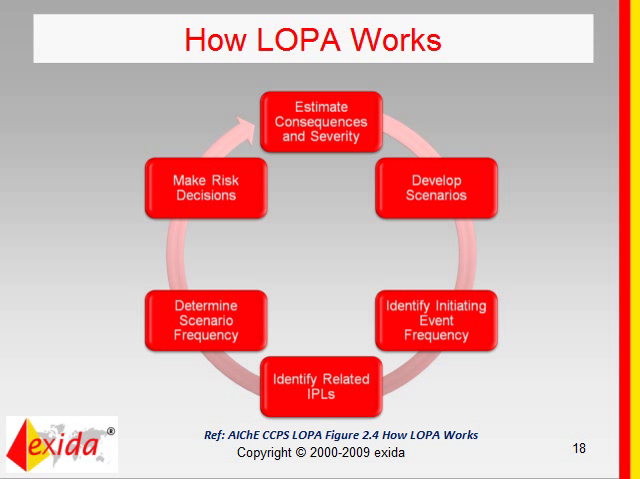So how does it work? We'll typically start out with an estimation of consequence and severity. We develop our scenarios. We identify initiating event frequencies. We identify related independent protection layers. We determine scenario frequency, and we make risk decisions.